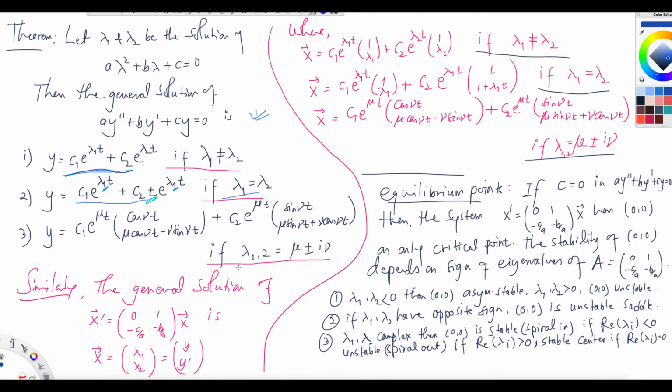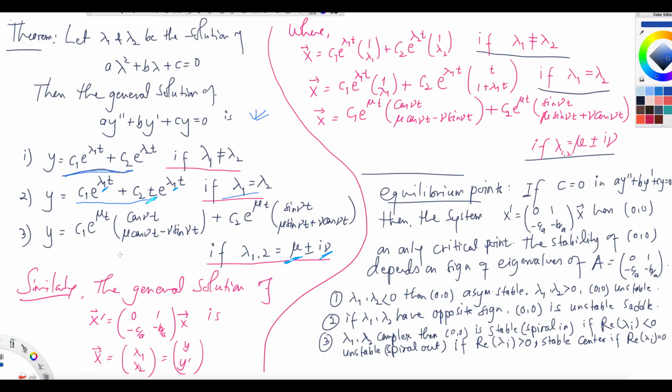But if lambda 1 and lambda 2 are complex and unequal, because whenever you get a complex root you get a complex conjugate, in that case this is the solution of this equation: c1 e to the mu t, where mu is the real part of the eigenvalue, times cosine nu t, that is mu cosine nu t minus nu sine nu t, plus c2 e to the mu t sine nu t, that is mu sine nu t plus nu cosine nu t.